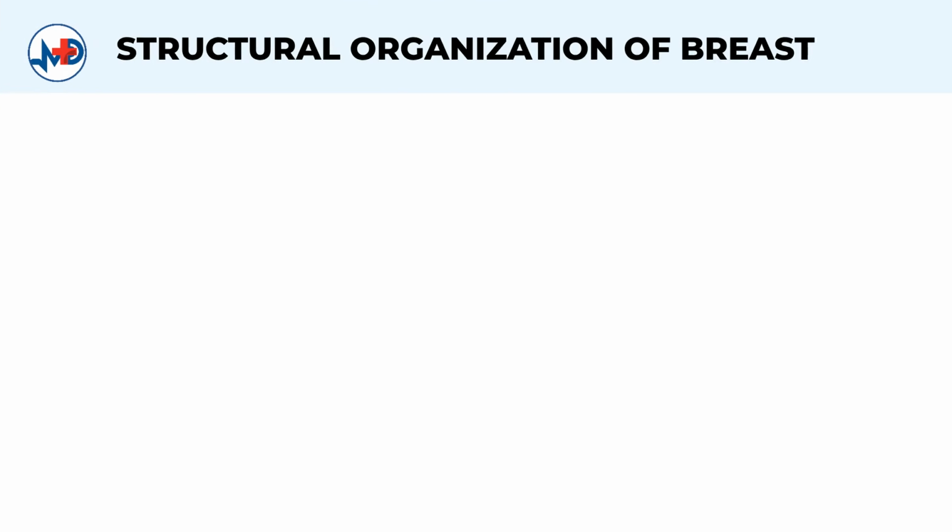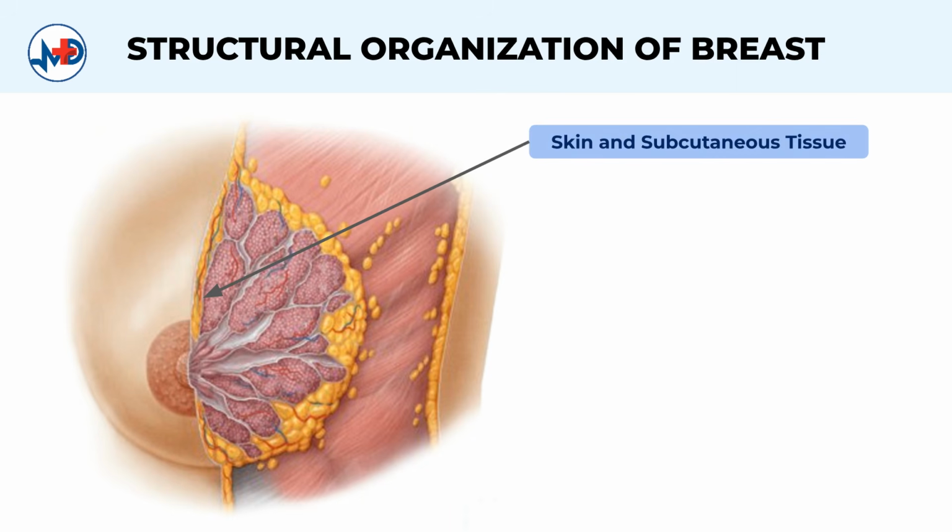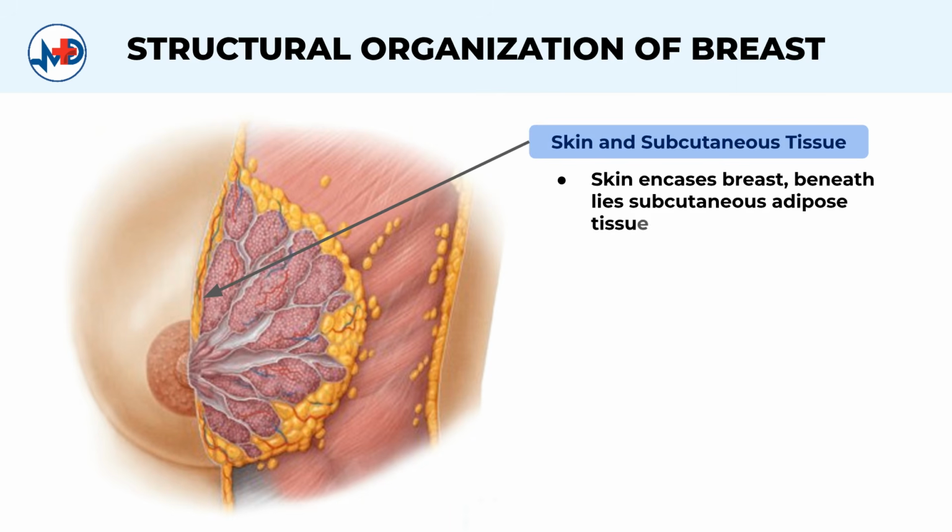Now, let's delve into its structural organization. The breast is composed of glandular tissue, fibrous stroma, and adipose tissue. The skin and subcutaneous tissue is the first layer: the skin encases the breast, and beneath it lies a layer of subcutaneous adipose tissue.